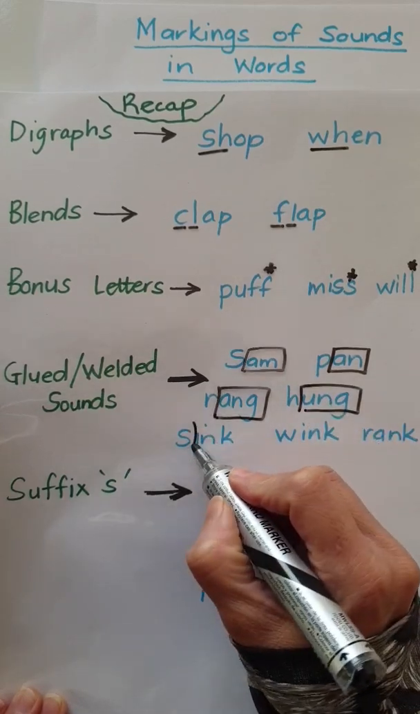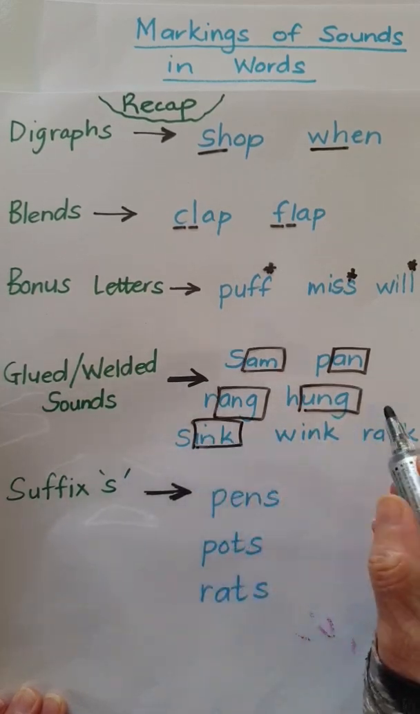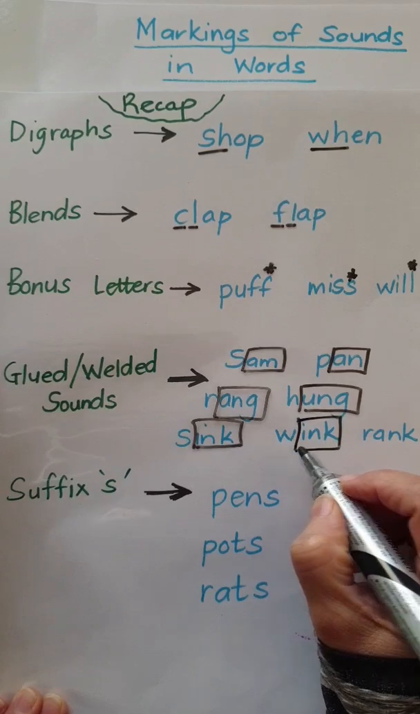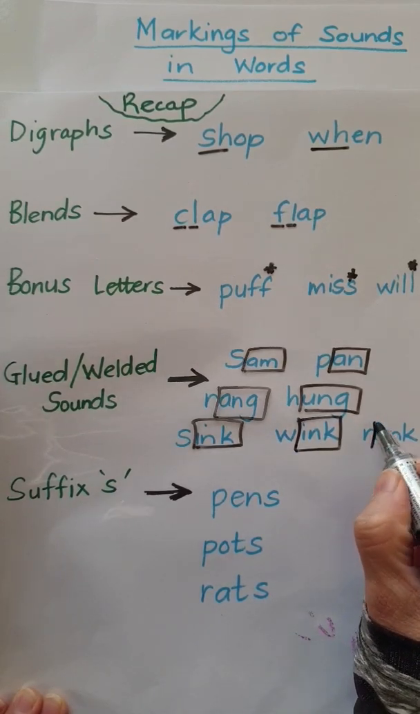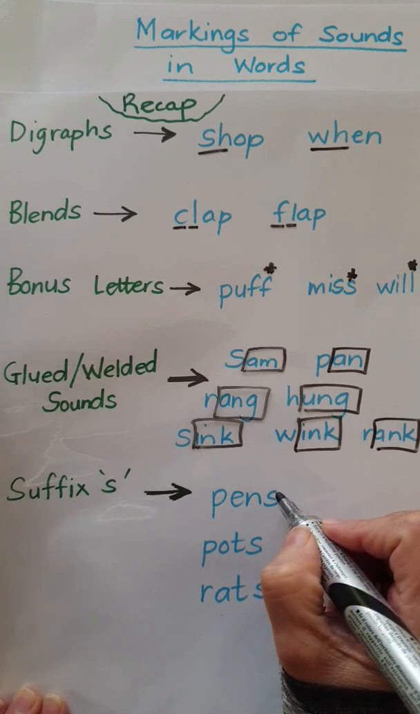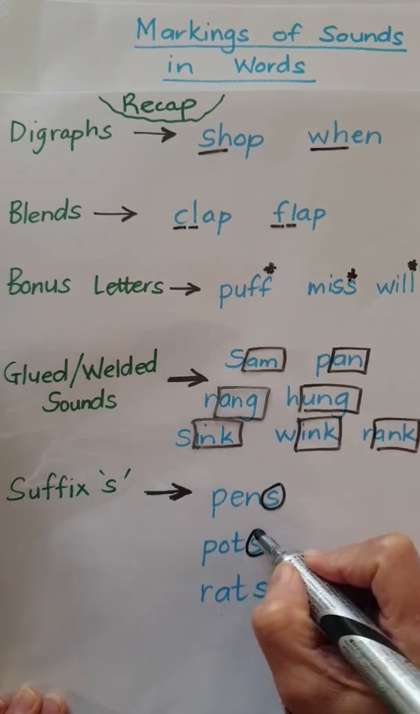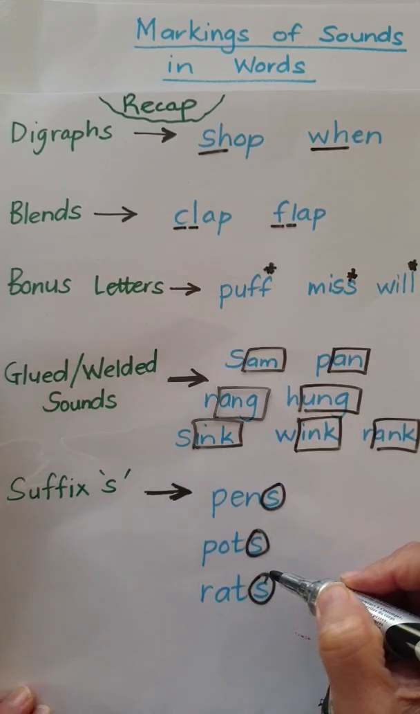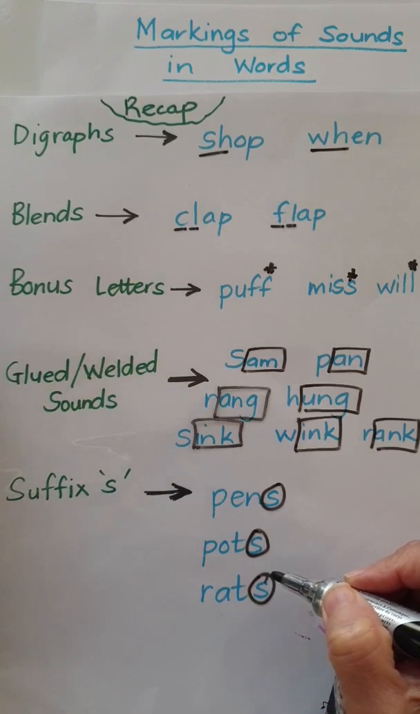My ink, another ink, and then my ank. And then if it's a suffix s, what we are going to do is circle the suffix s. And that's what we do when we come across words and we need to mark our words.